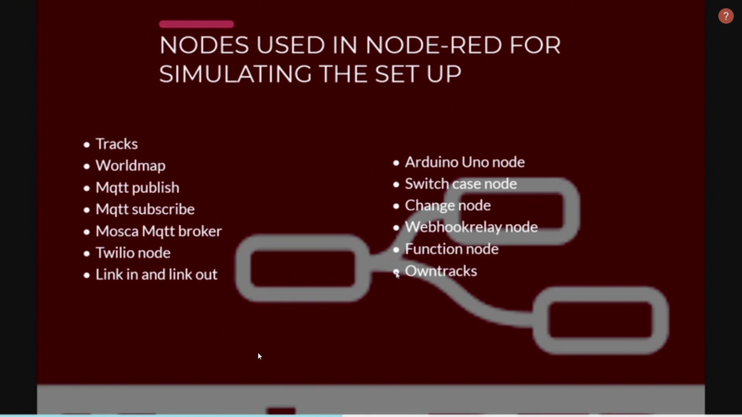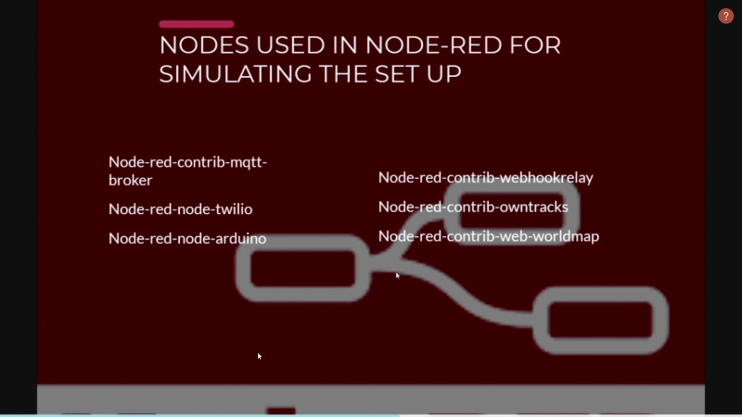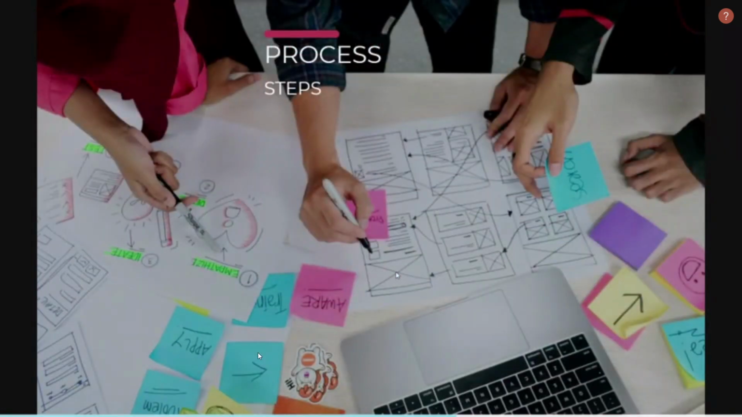Now these are the nodes which were used in Node-RED for simulating the setup. These are the nodes which we have installed in our Node-RED and I will put their links in the description as well. Now the process is a 3-step process.